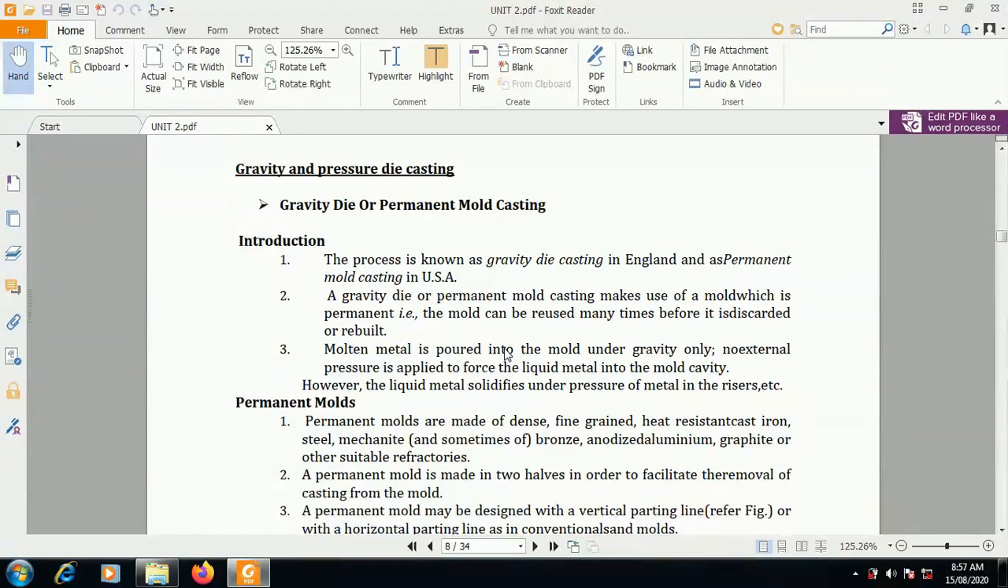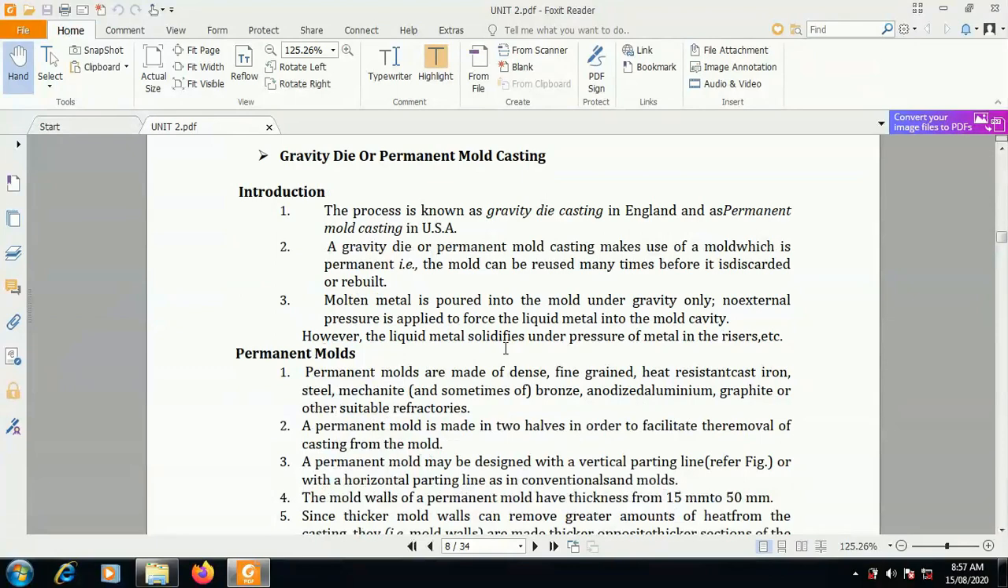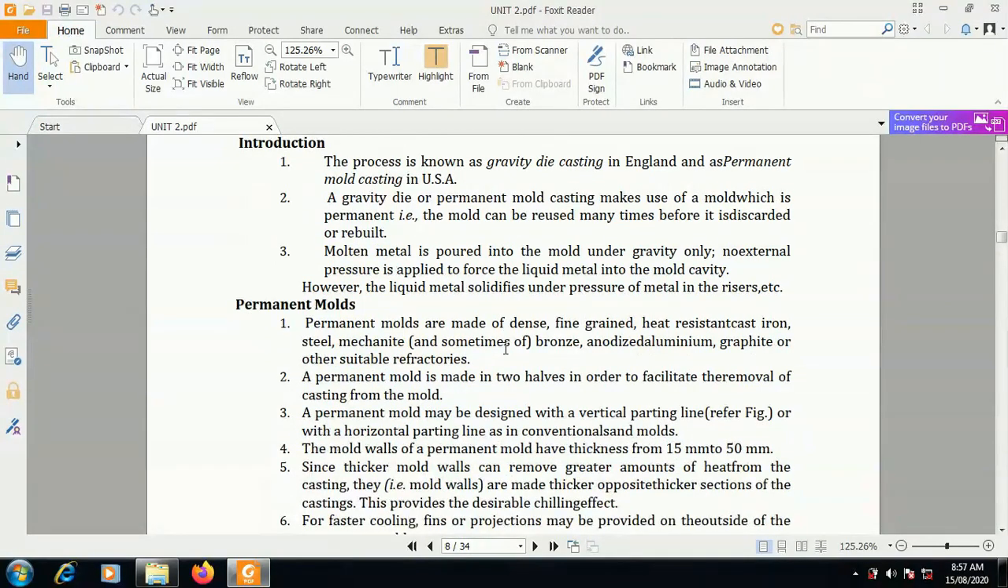Again the word die has come here. Mold cavity is in the form of dies. Those dies are made in two parts so that you can easily remove the casting from the permanent molds. That's why this process is also called the die casting process. These permanent molds are made up of dense fine grain heat resisting cast iron, steel, mecanite or any other material which will withstand the very high temperature of the molten metal.